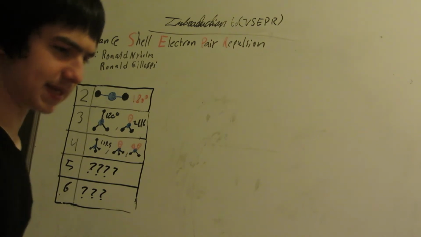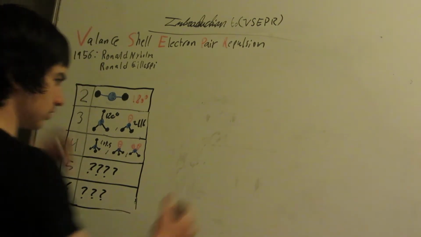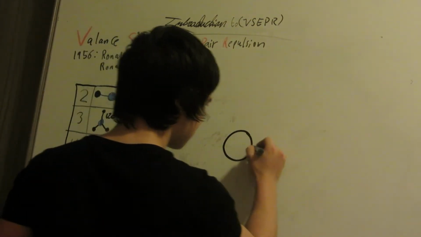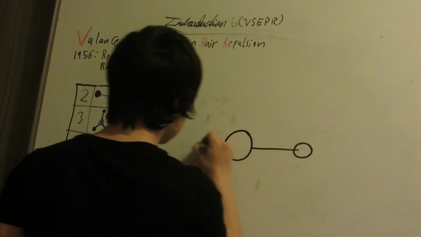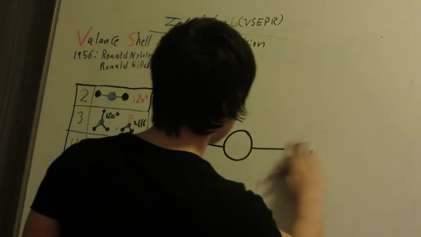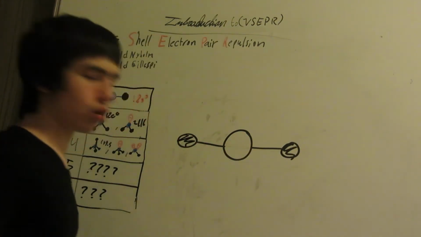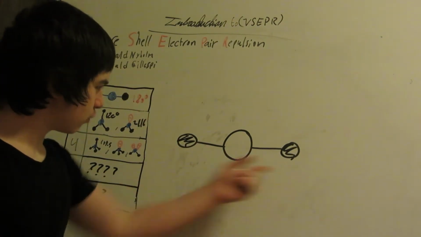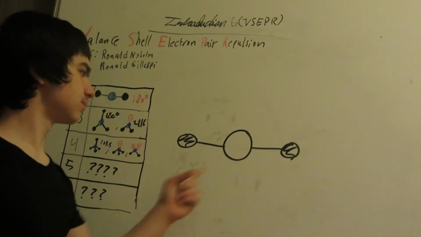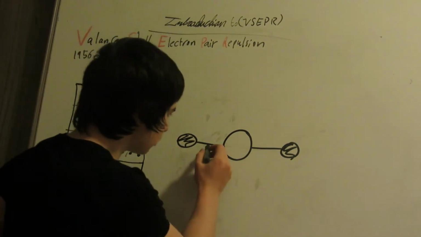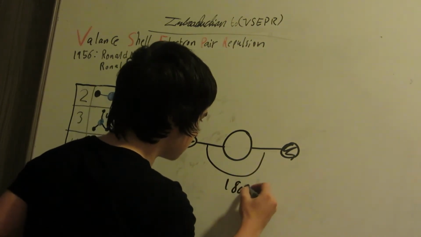What does 2 things mean? In the first model, we have a central atom and the first things. What are the things? As I said, they can be atoms or lone pairs of electrons. You can see here we have only 2 things, 2 atoms. This model has 180 degrees.